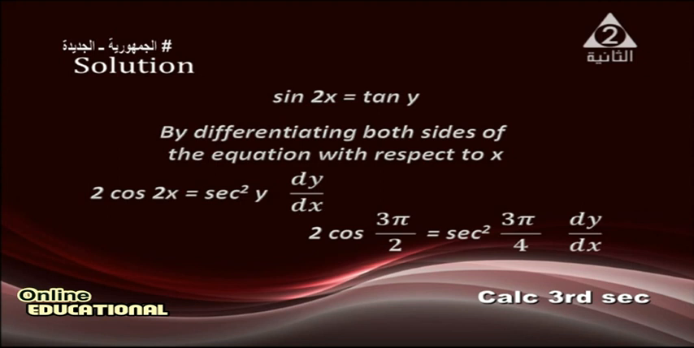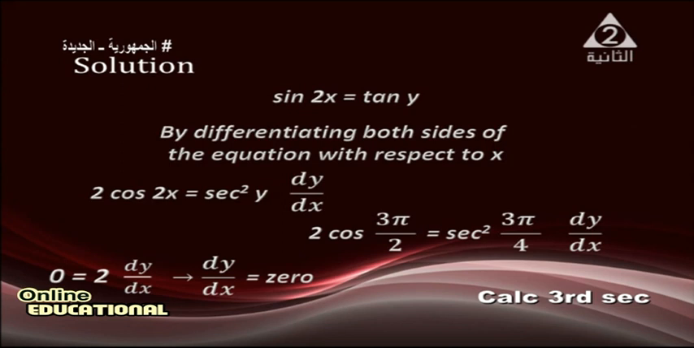Then 2 cos 2x, which equals 2 cos 3π/2, equals sec² y with y equals 3π/4. Then sec² 3π/4 multiplied by dy/dx. Now, by using your calculator, cos 3π/2 equals 0. Then the left-hand side equals 0, and sec² 3π/4 equals 2, multiplied by dy/dx. Then dy/dx equals 0. The slope of the tangent to the curve sin 2x equals tan y at the point (3π/4, 3π/4) equals 0.